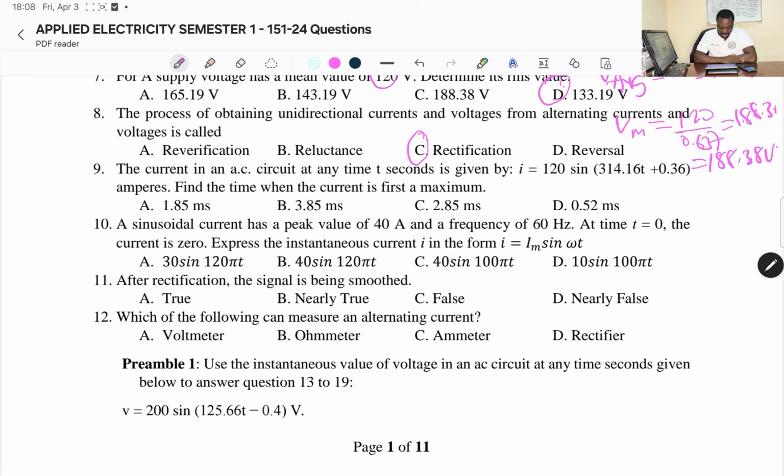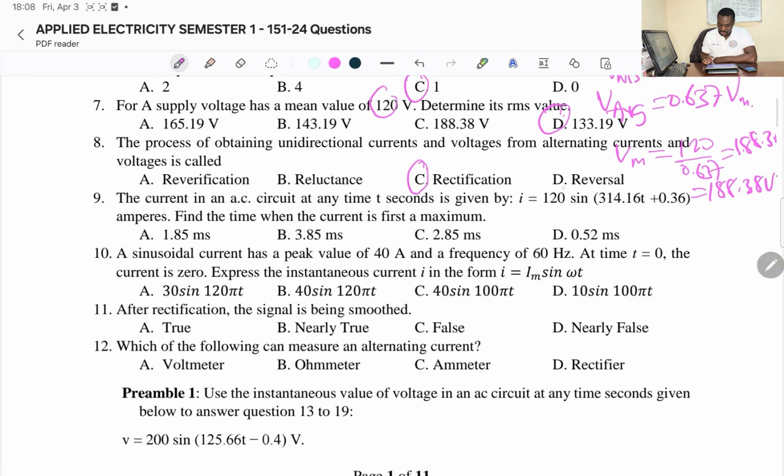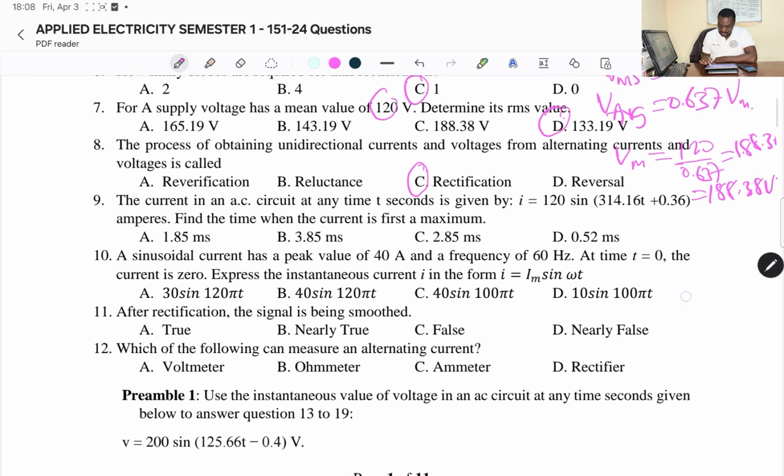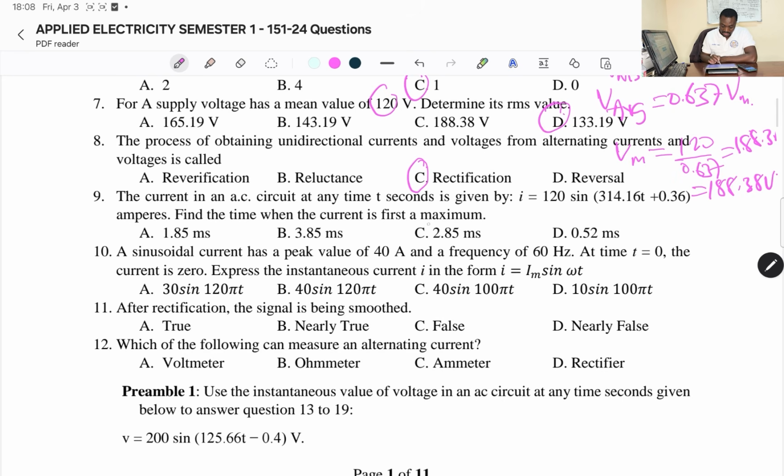The current in an AC circuit at any time t seconds is given by i equals 120 sine of (314.16t plus 0.36) amps. Find the time when the current is first a maximum. So here, when we talk about maximum, that means we have to relate it to the maximum current. The maximum current here is 120. So we are interested in the first time when this alternating current is maximum.